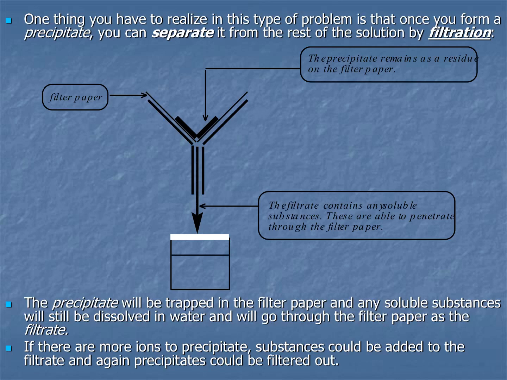If there are more ions to precipitate, substances could be added to the filtrate and again precipitate. So if I was to make one precipitate and filter it out, and then I still had ions down here, let's say there's still some lead ions in the solution down here, I could go and create another precipitate and filter that out. So I could be separating the ions one at a time using this system of precipitation.